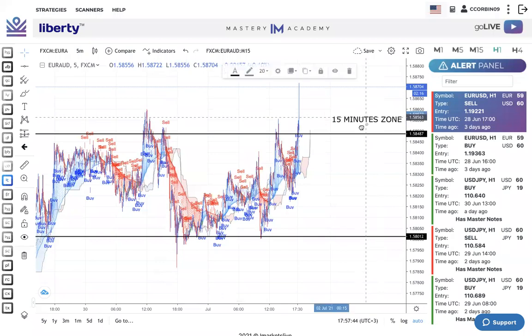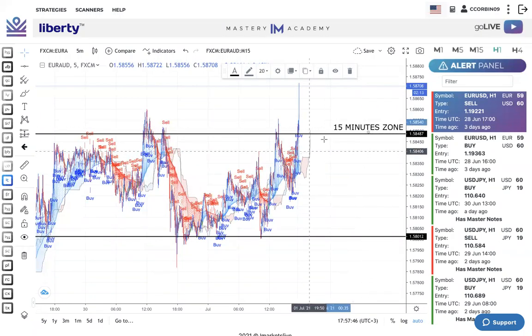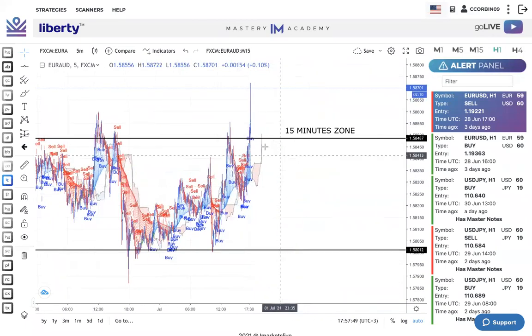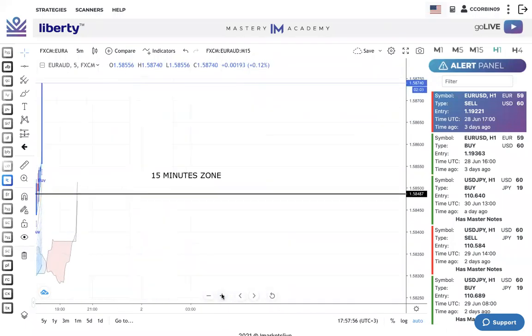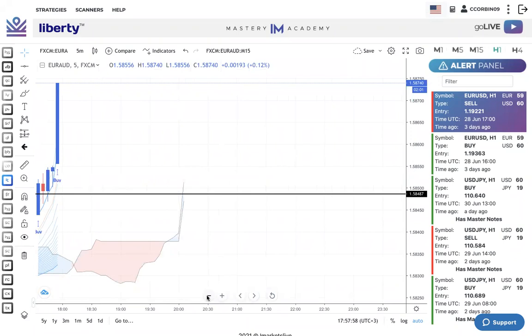If we look, we can literally see that the market is still respecting our zone on the 15-minute, but that entry point may be a little high now, right? Because the market's all the way up here. So we just need to create a new zone for ourselves, right?